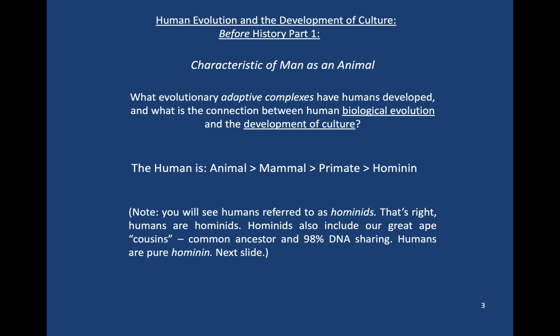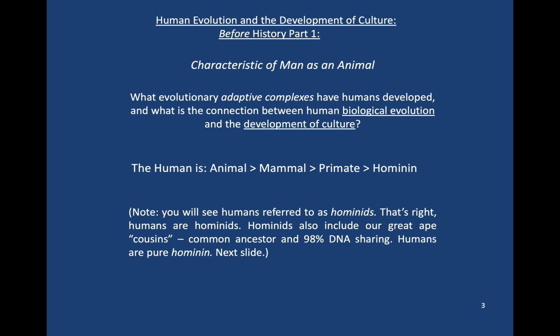And here's just a more formal depiction of the overall concept in terms of what this unit is all about: characteristics of man as an animal. And that's what this lecture is dedicated to. What are the adaptive complexes, evolutionary speaking, biologically speaking, that have allowed humans to be so unique and to come up with this thing we call history? Okay? So without human evolution, there is no history.